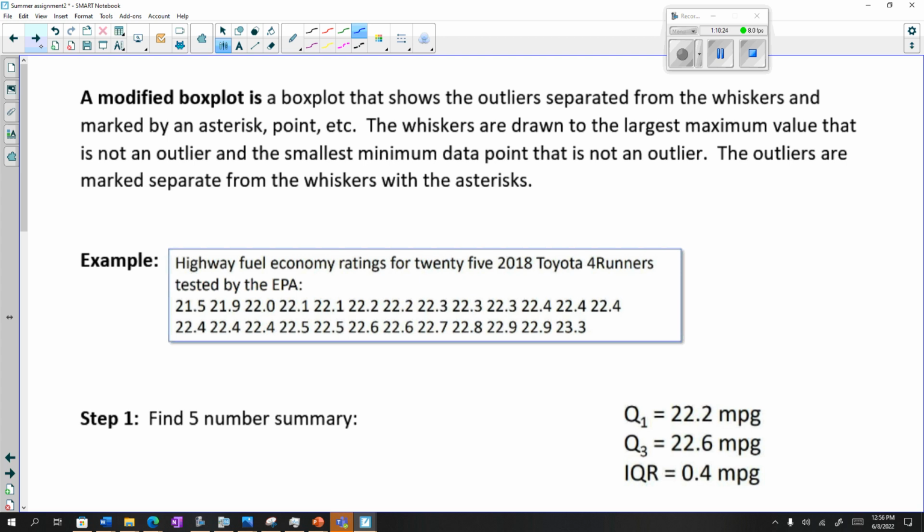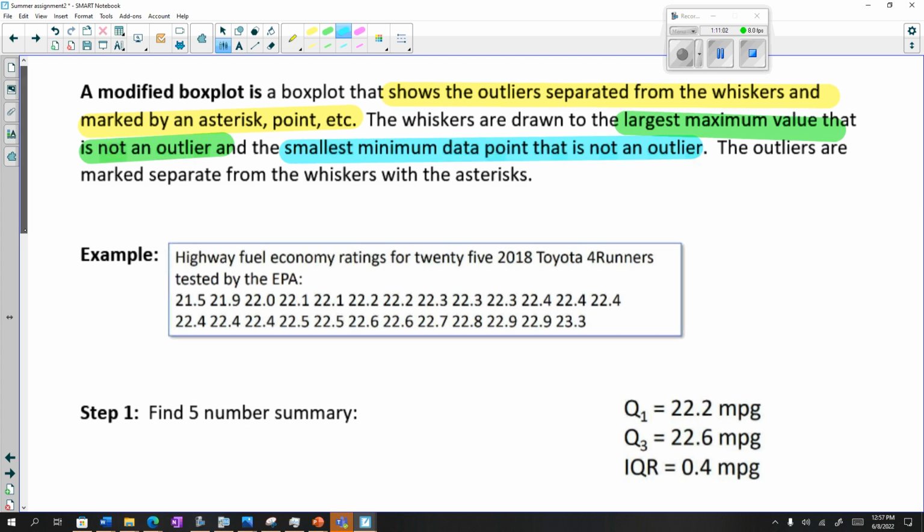So now it says on the top of page 18, the modified box plot is the one that shows the outliers. I'm going to highlight this here. This is important. It shows the outliers separated from the whiskers and marked off with an asterisk or a point or a star or a plus sign or something. Basically, the whiskers are drawn to the largest maximum value that is not an outlier and the smallest minimum value that is not an outlier. Then the outliers are separated from the whiskers with the asterisk, okay? So here is an example below.